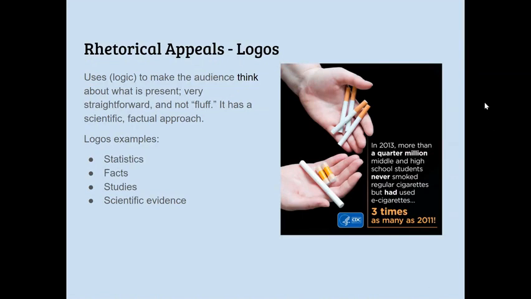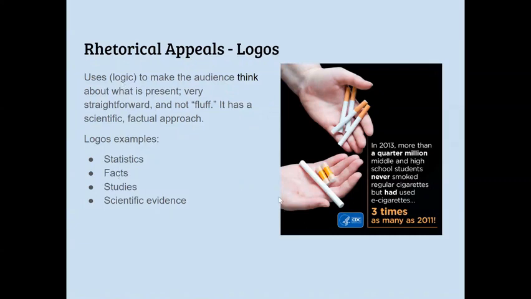This is an example of logos in an ad for e-cigarettes. So it says in 2013, more than 250,000 middle and high school students never smoked regular cigarettes, but had used e-cigarettes, 3 times as many as 2011. So they're giving you a statistic to show you, instead of just saying e-cigarettes are a problem, how much of a problem it is. So you're more likely to believe this based on a statistic. So logos is when they use logic or facts.